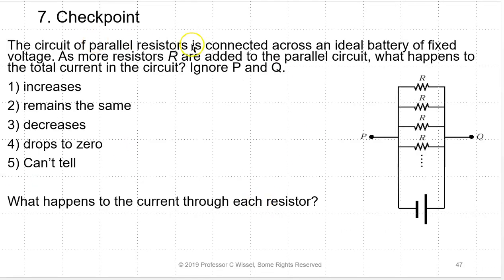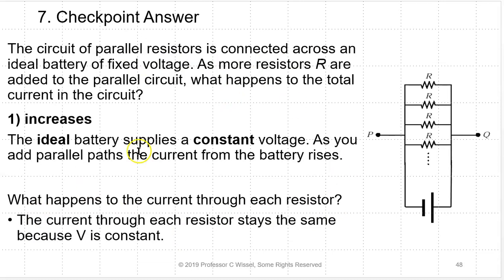The circuit of parallel resistors is connected across an ideal battery of fixed voltage. As more resistors are added to the parallel circuit, what happens to the total current in the circuit? Ignore P and Q. And what happens to the current through each resistor? Well, the answer to the first question is that the current will increase. The ideal battery will supply a constant voltage. As you add parallel paths, the current from the battery rises because you lower the overall resistance of the circuit. What happens to the current through each resistor? The current through each resistor stays the same because V is constant.